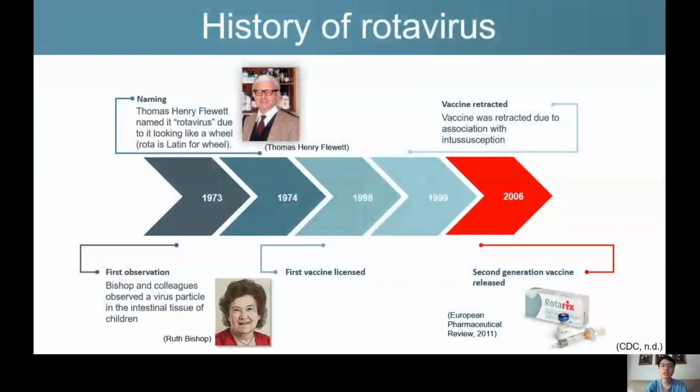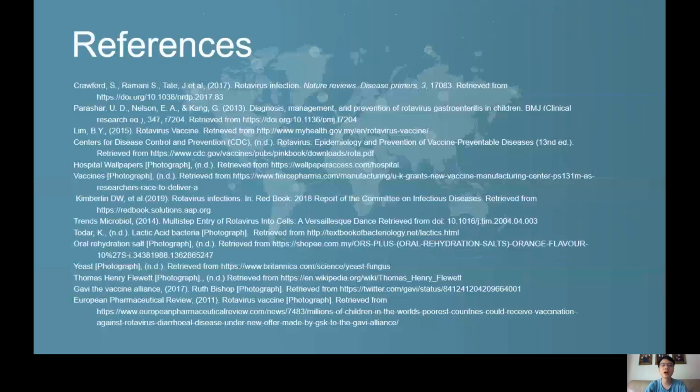The history of rotavirus is very short, with its first observation in 1973, its naming in 1974, the first vaccine being licensed in 1998, and the second vaccine being licensed in 2006.